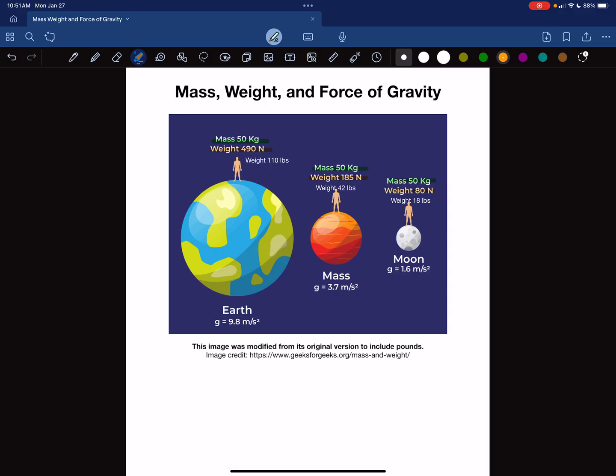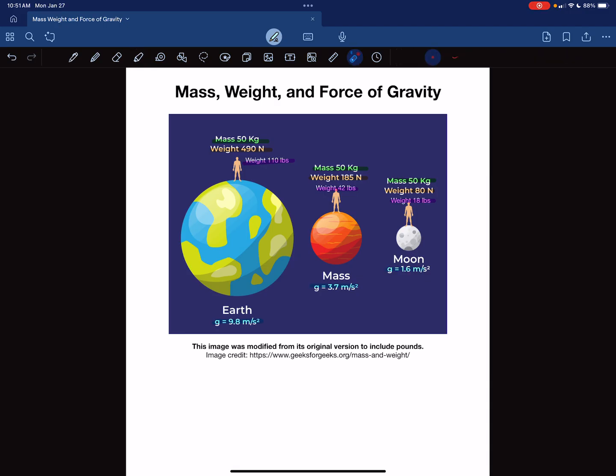Now you could look at another version of weight, which is the weight in pounds. On Earth, 110, on Mars, 42, and on the moon, 18. And lastly, when you look at the bottom, you'll see that the gravitational field strength, or the acceleration caused by gravity on Earth, is 9.8, and on Mars is 3.7, and on the moon is 1.6.